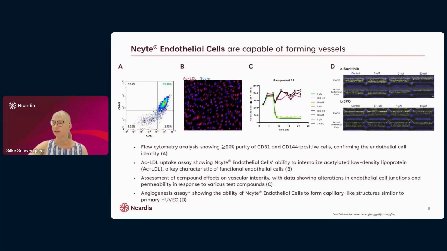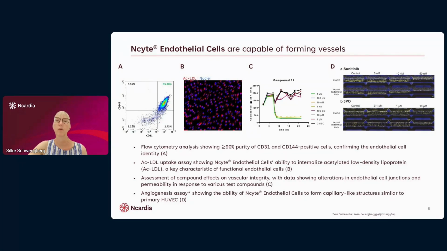Our endothelial cells show a very high expression level of both CD144 and CD31, as you can see in the flow cytometry panel A. And the image in panel B is of a so-called acetylated LDL uptake assay, where we prove that our endothelial cells are capable of internalizing the low-density lipoprotein, which is a key characteristic of functional endothelial cells.